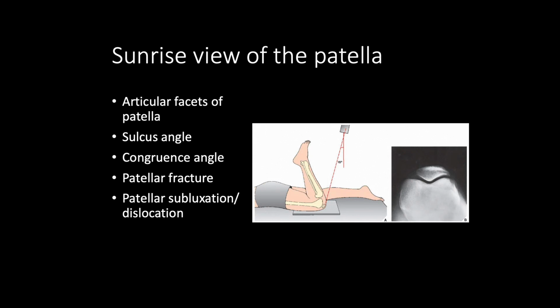And here we see the sunrise view. This knee is bent up so that the beam can catch just the patella as it centers itself between the two condyles. So here you're really looking at this angle of the sulcus. You look at the patella and how it lines up into the condyles here. And you can also see the facets of the patella as well that may show some wear and tear, osteoarthritis, occasionally chondral defects. And you may see it not aligning properly here, looking like there's a possible dislocation or subluxation of the patella.